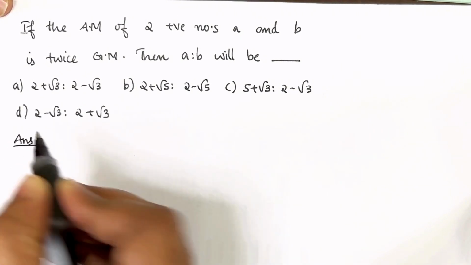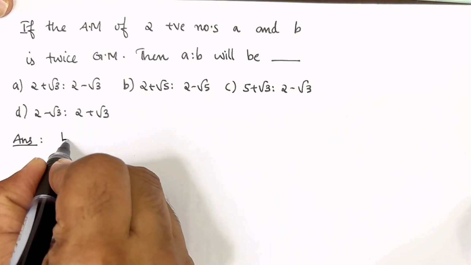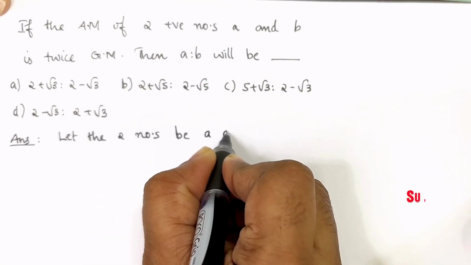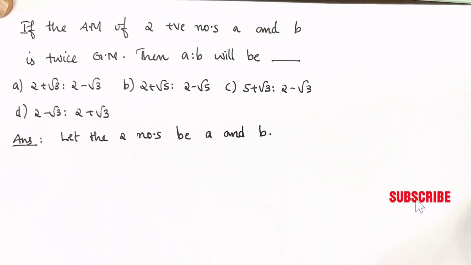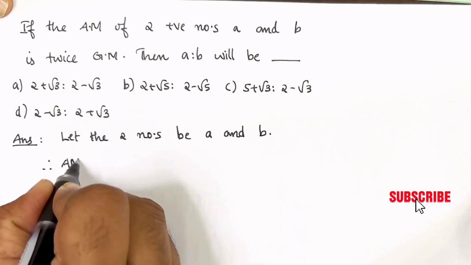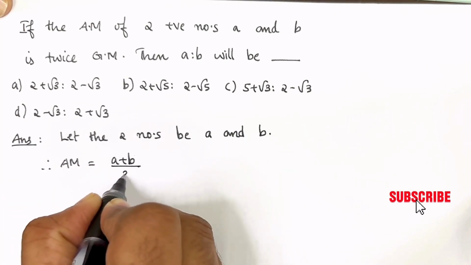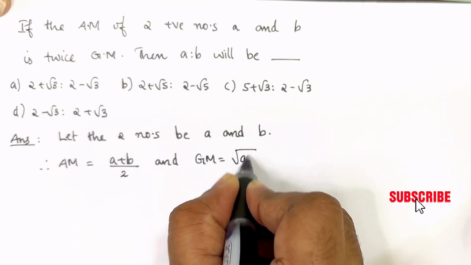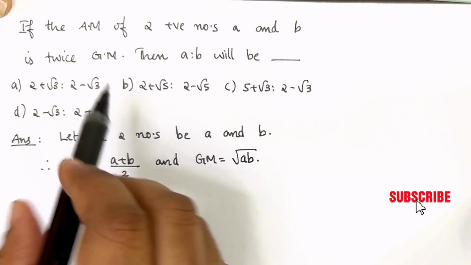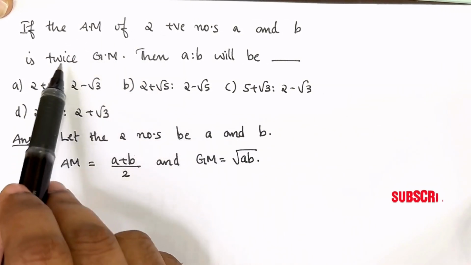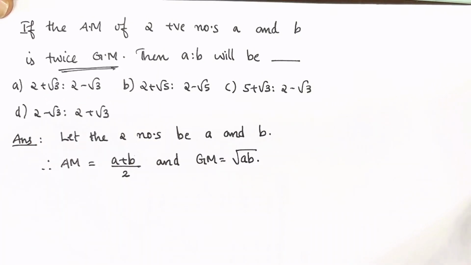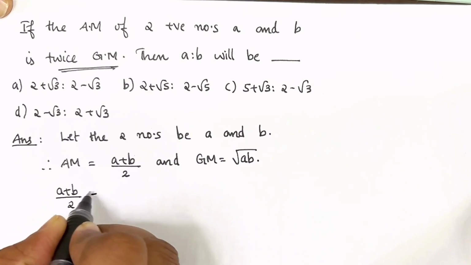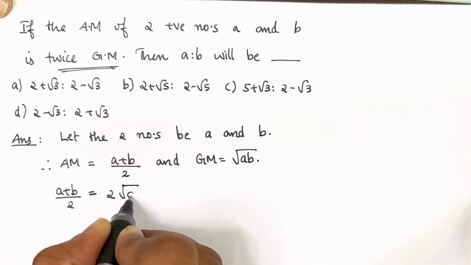So let's take the given two numbers as a and b. And we know that the arithmetic mean of two positive numbers a and b can be written as AM equal to (a plus b) by 2, and the geometric mean GM is equal to square root of ab. And it is given in the question that AM is twice the geometric mean. Therefore, we can write AM, that is (a plus b) by 2, is equal to 2 times geometric mean, that is 2 into square root of ab.